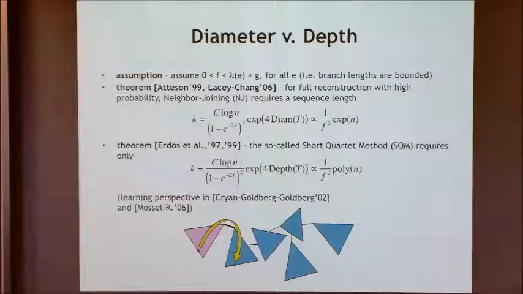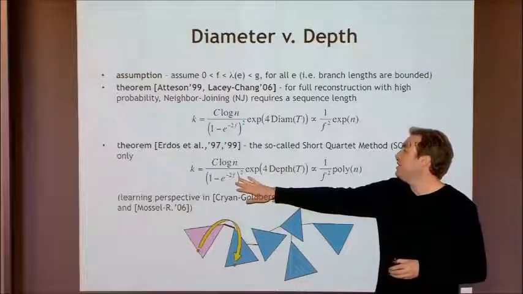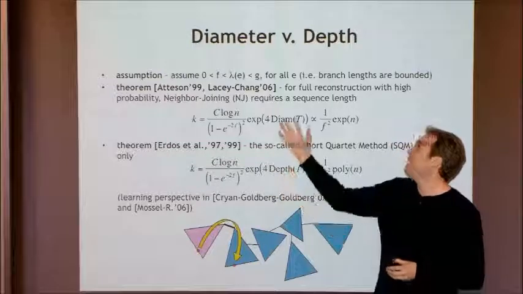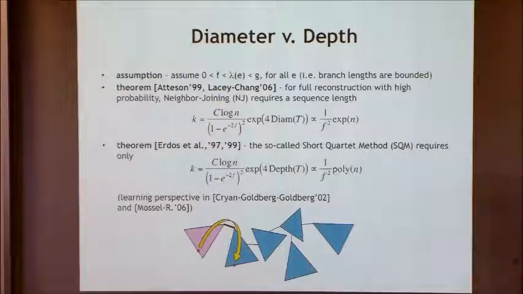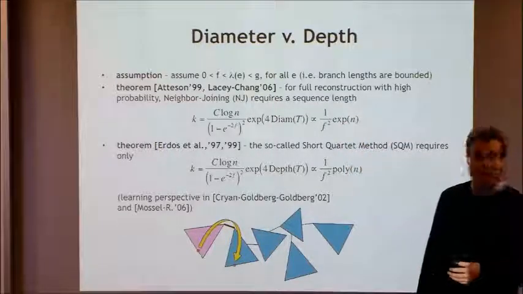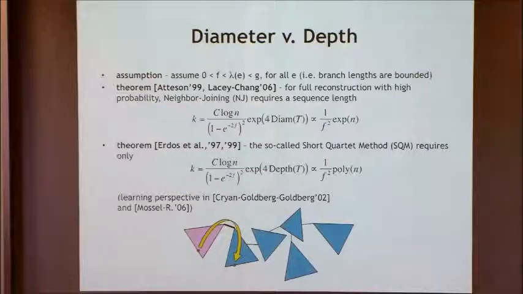And it turns out this can be done efficiently. So now you get a new result that says that actually it suffices to have a sequence length that grows like the exponential of the depth instead of the exponential of the diameter. And that can make a big difference because here, for example, the depth is just constant, whereas over there, the diameter is actually order n. So you get a much better convergence rate in this sort of sample complexity sense. In a sense, you're extracting information better.